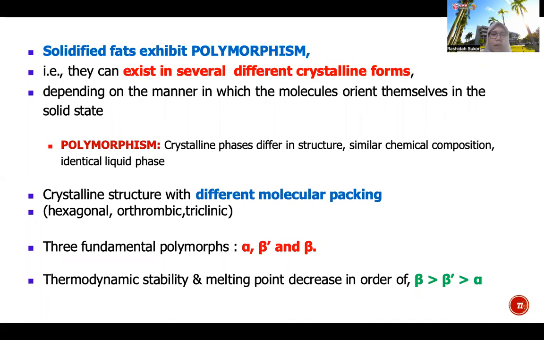Okay. So depending on the manner in which the molecules orient themselves in the solid state, this will confer what type of polymorphs, what type of crystals, will form. So we call them alpha, beta prime, and beta. This is different molecular packing. Their shapes we call hexagonal, orthorhombic and triclinic. This is the scientific name for hexagonal, orthorhombic and triclinic. These terms have been coined by people who studied fats and oils, and we have been using them for many years.